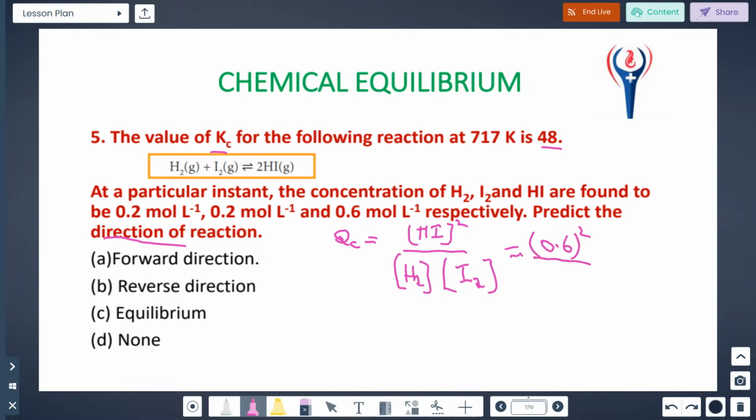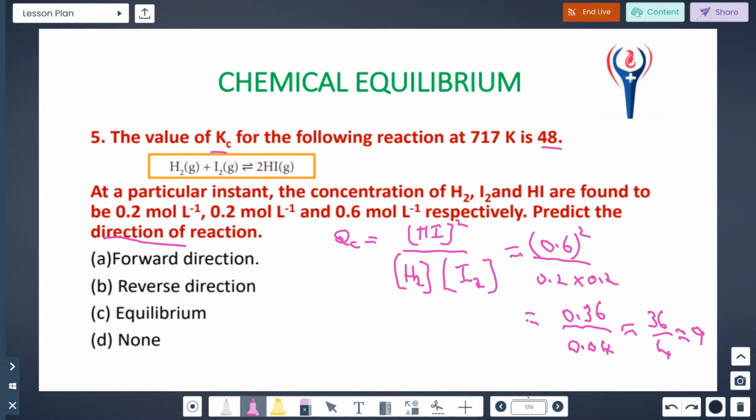Okay. Then what is the H2 value? H2 and I2 values are 0.2, 0.2. Simply you can substitute 0.2 into 0.2, understood? If you expand this, we get what? 0.36, understood? Right. 0.2 into 0.2 is 0.04. So if you multiply by 100, we get 36 by 4, and the answer we got is 9.